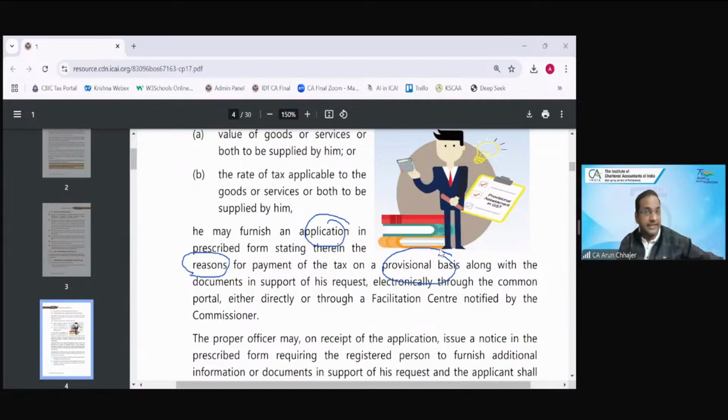Please give the answer once again. Who can apply for provisional assessment? Please tell me, who can apply for provisional assessment?